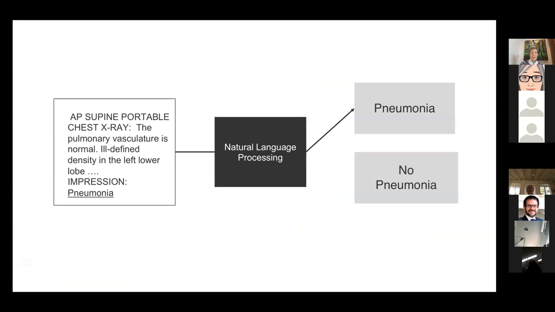So the basic idea of natural language processing is you take a text document, you plug it into the system, and it outputs some kind of information that's structured or coded. It might be a classification, like this report represents pneumonia or it doesn't represent pneumonia. It might be information extracted from the report, or it might be a summary of what was in the report.